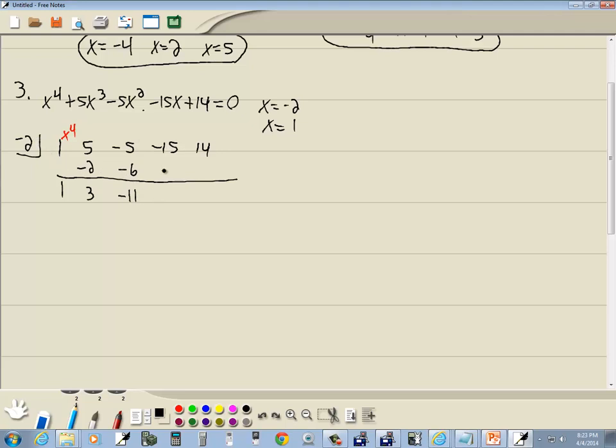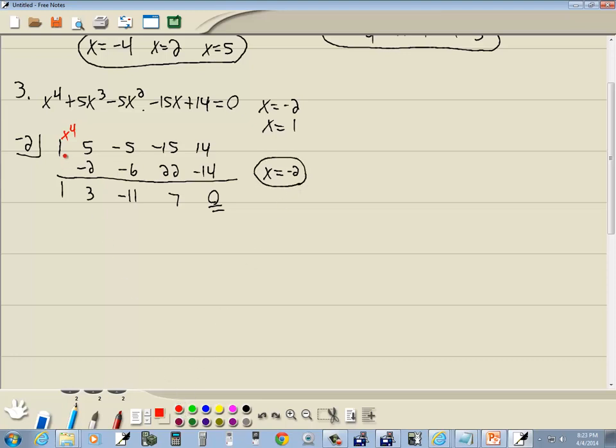Multiply, negative 2 times negative 11 is 22. Add, negative 15 plus 22 is 7. And multiply, negative 2 times 7 is negative 14. And then add, 14 minus 14 is 0. Notice we get a 0 here. That means we found an answer. That's no surprise. The calculator told us it was an answer. You better get a 0 there.